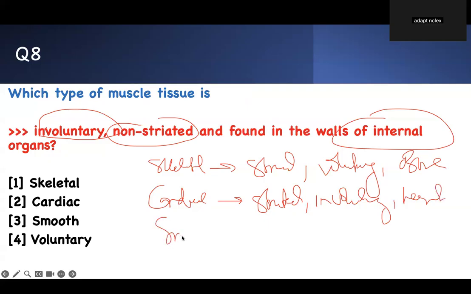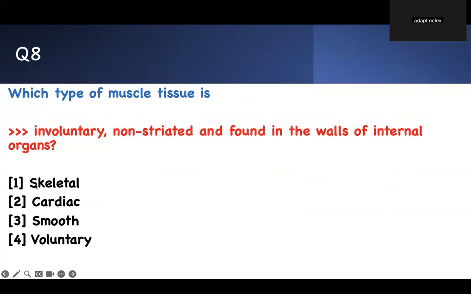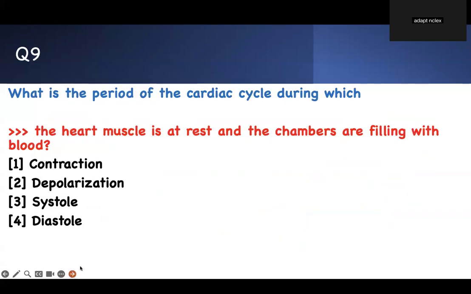The smooth one is not striated. That's key. And you don't control it either. It's involuntary and it's within organs. So involuntary, non-striated, found in the wall of internal organs is smooth muscle. So this is the content related to the different types of muscle. When they give you a question, do it like that. Is it striated? Can I control it? And what kind of function? You will be able to figure out what type of muscle it is.